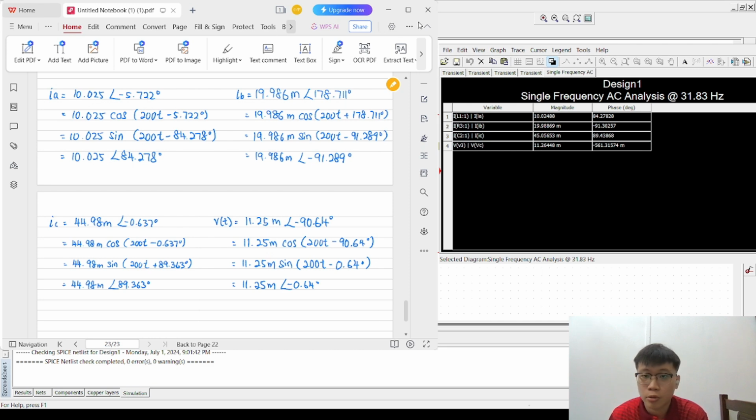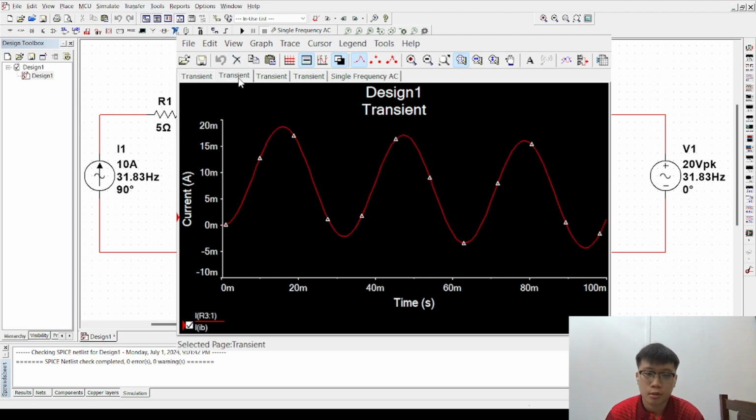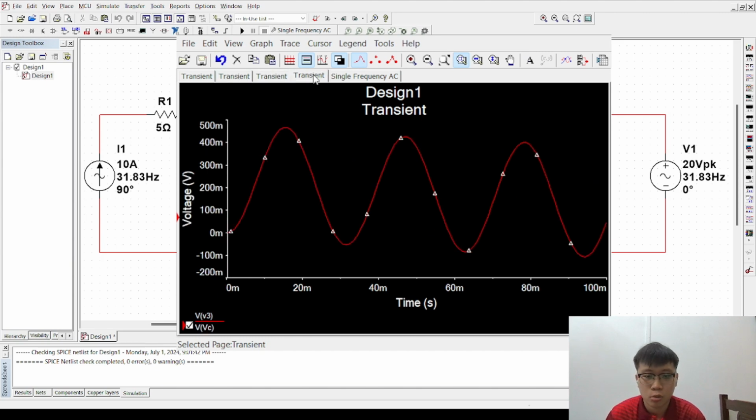Now we will look at the graphs. This is the first graph, which represents IA. This one represents IB. This one is for IC, and this one is for VC.